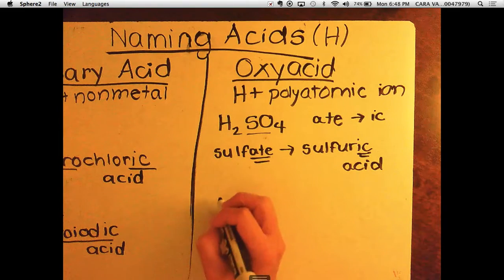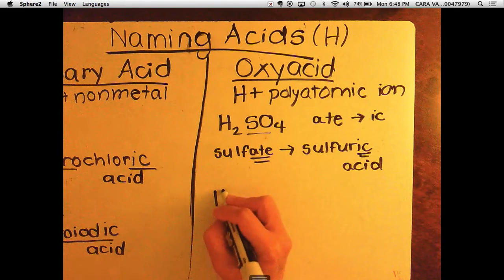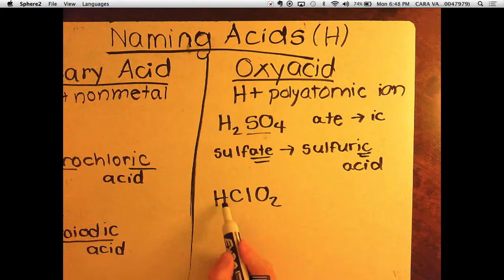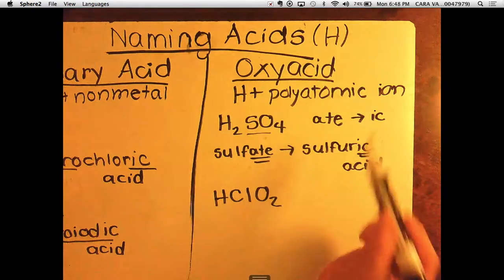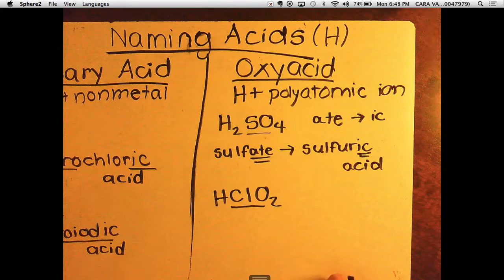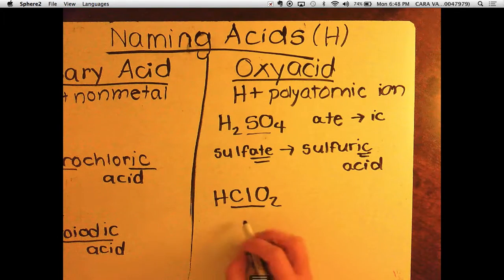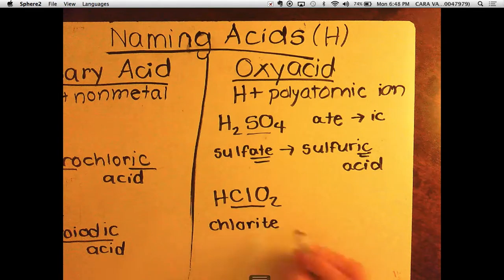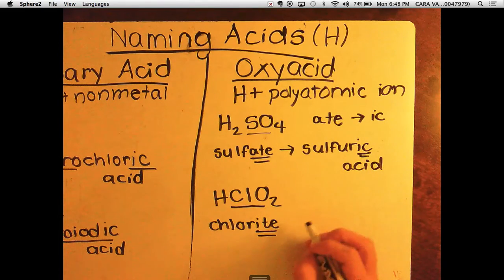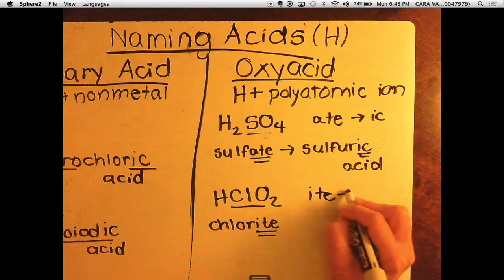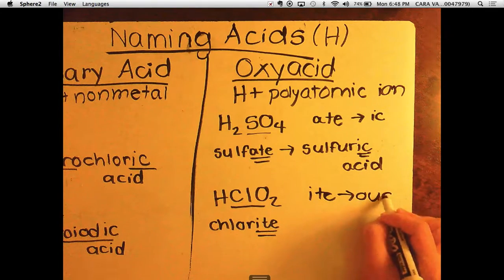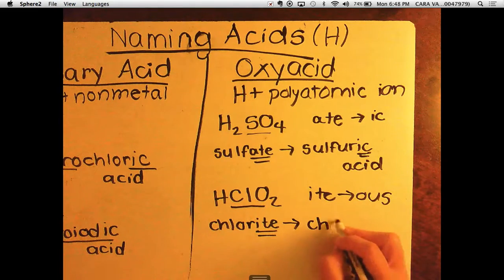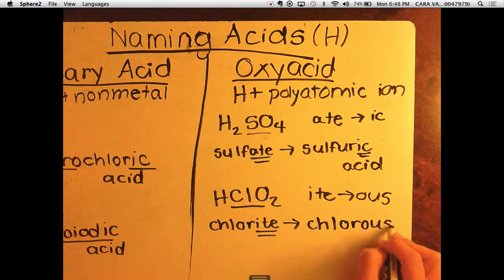Now, what if we had an example where it was HClO2? We see that hydrogen, so we know it's an acid, and then there's a polyatomic ion, ClO2. If you look up your ClO2, you're going to see that that is chlorite, ITE. If something ends in ITE, the ending is now going to change not to ic, but to OUS. So in this situation, I'm going to drop the ITE and change that to chlorous acid.